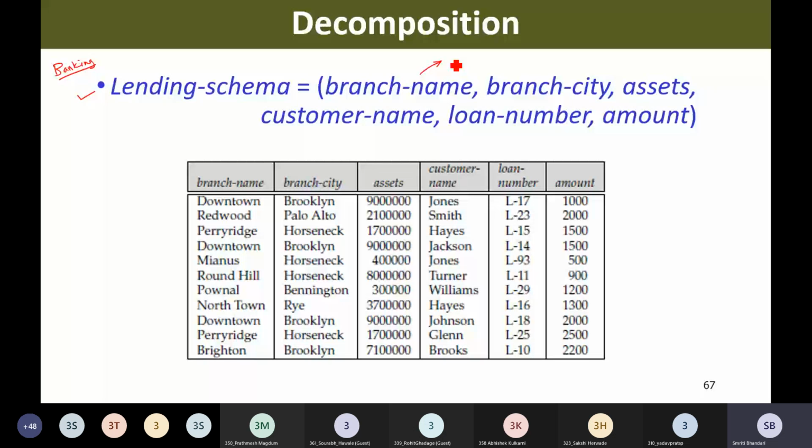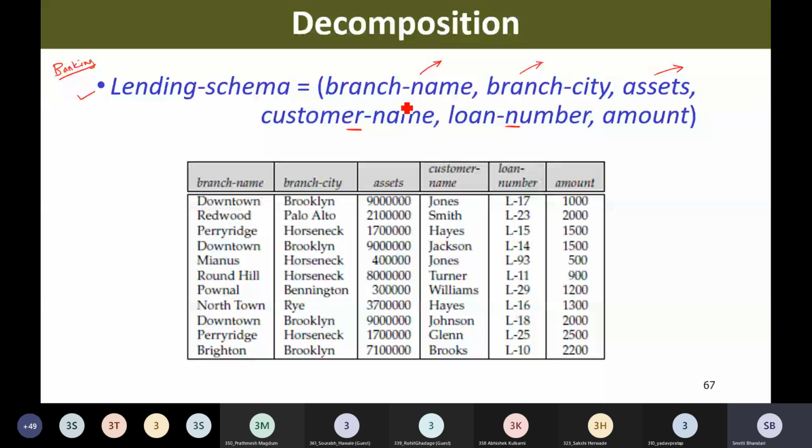Customer name is the name of the customer who has the account in the branch. Loan number is the number associated with the loan that is borrowed by the customer from this particular branch. And the amount is the loan amount. Right? So these are the attributes that we are storing in this lending schema.